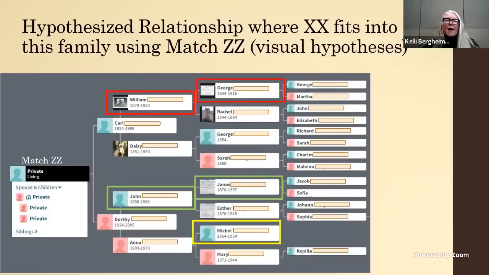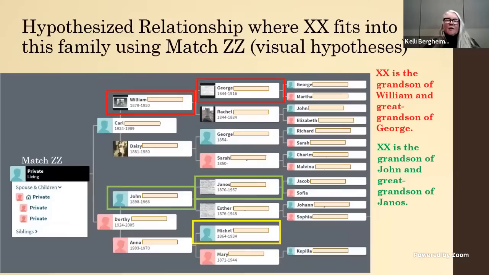So I'm figuring here that the DNA match is possibly the grandson of William and the great grandson of George. So those first two red boxes. Maybe the DNA match that I'm looking at, my cousin, is the grandson of John and the great grandson of Janice. Could be. Maybe he's the grandson of an unknown son of Michael. So we always have to consider those unknowns, because not everyone who had a child has that child identified in the trees, right? We know there are out of wedlock births and misattributed parentage and adoptions and other things like that. So I've got three possible hypotheses.